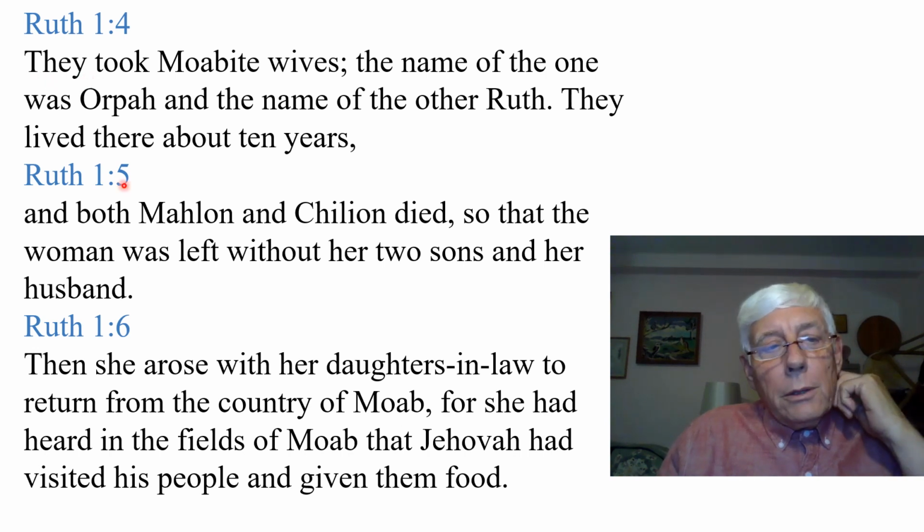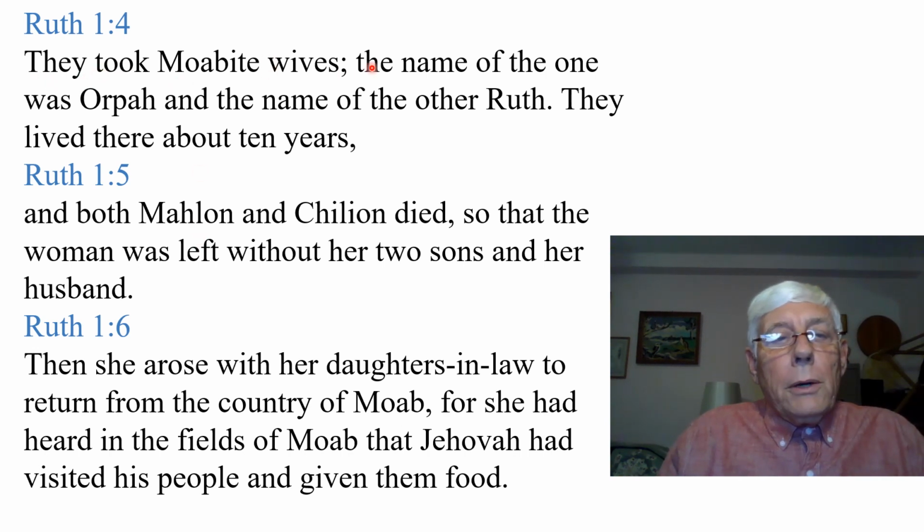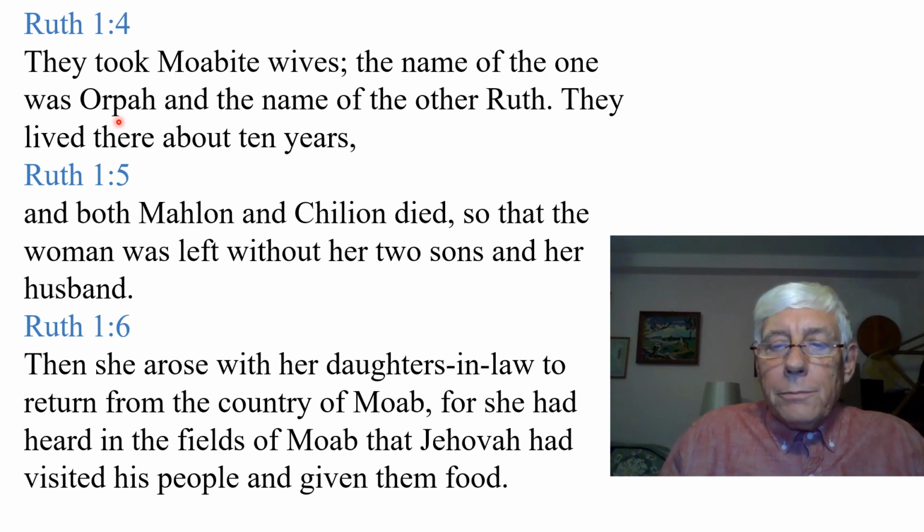Those sons, Mahlon and Kilion here, they took Moabite wives. The name of the one was Orpah. That's the one with the bad hair day. The name of the other one was Ruth. And Ruth is the neighbor, the one who's friendly, the neighbor. And they lived there for about 10 years.